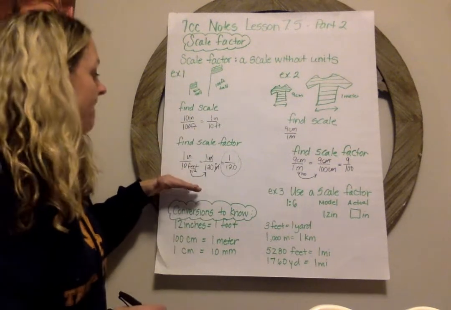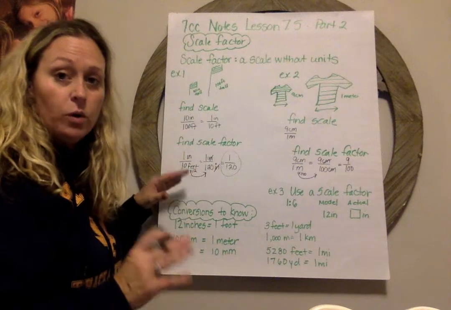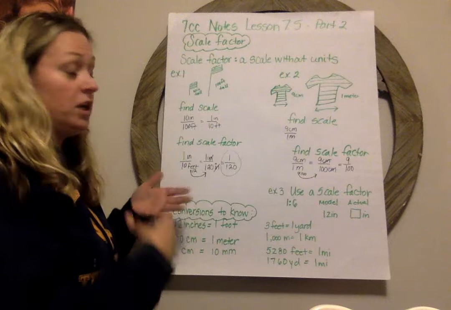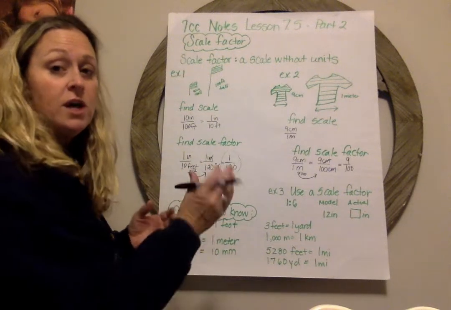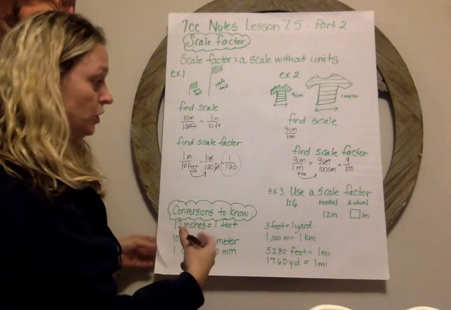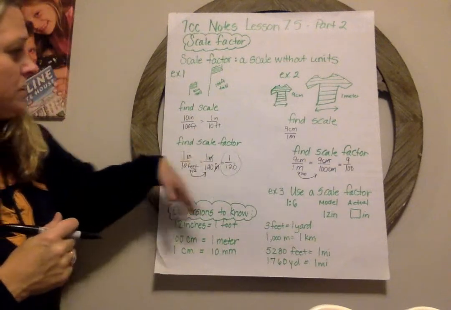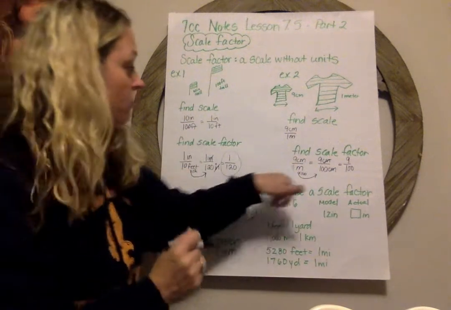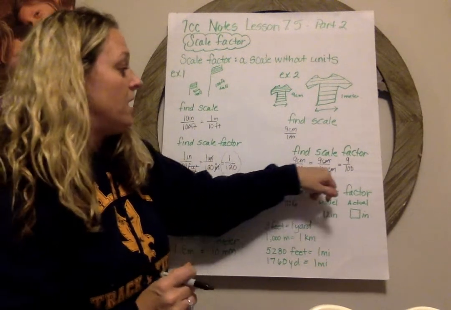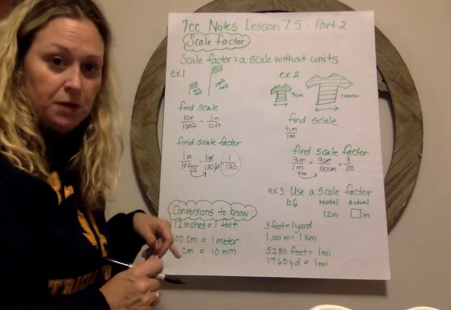And then scale factor is also a ratio in simplest form, without units because I've converted either the top or the bottom of the ratio to be equivalent in units to the other part of the ratio. And so it has no units there because I've created equivalent units, like 10 feet is the same as 120 inches, and 100 centimeters is the same as 1 meter.